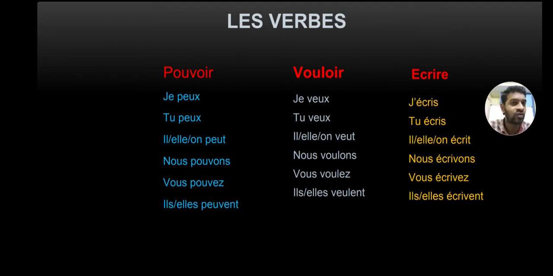Okay, so even the verb vouloir will be followed by a verb most of the time. But there is also a possibility of having a noun next to it. For example, je veux un café. Je veux du café, je veux un café, which means I want a coffee. Je veux sortir, I want to go out. So the verb vouloir can be followed by a noun or by a verb.